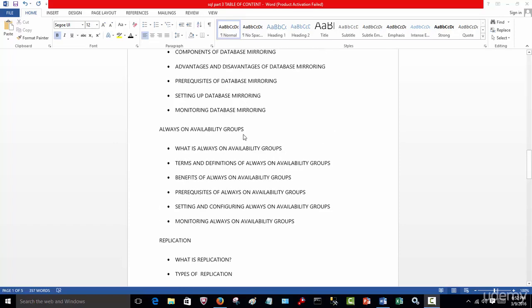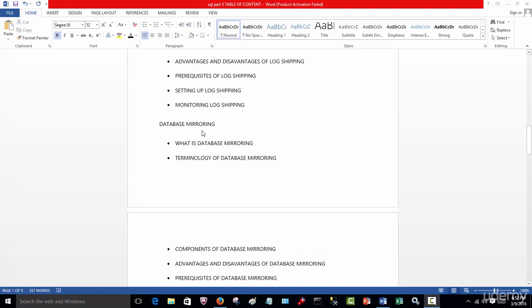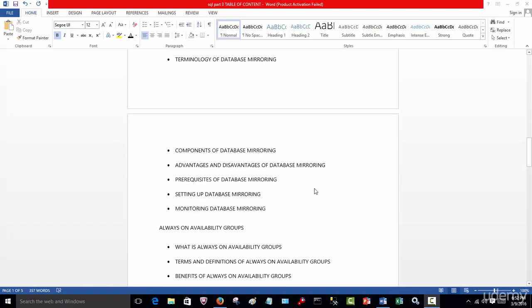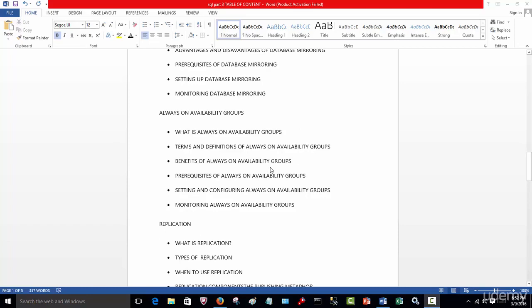And obviously, as we progress more and as SQL becomes more advanced, the older solutions to HA, such as log shipping and database mirroring, will become deprecated by Microsoft. So you'll have to rely on this more, and we'll get a good understanding of the HA solution Always On when we talk about this course.